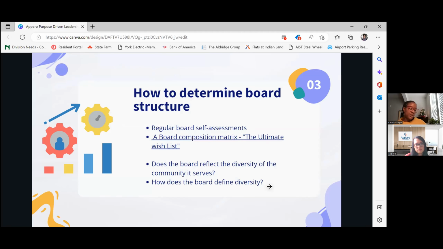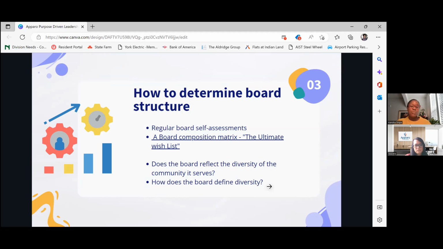Now we're moving to, how do you determine board structure? There was a question that came earlier. This is where we talk about defining diversity in terms of your board makeup. This will help you to determine what needs to happen. This will challenge the thought process of your board leaders, to help you really understand, how do you find the right people for your board?